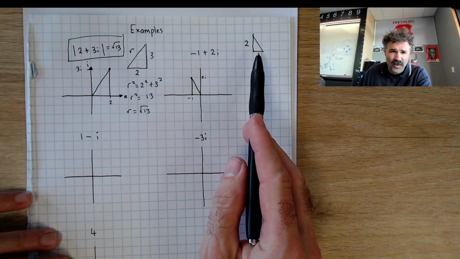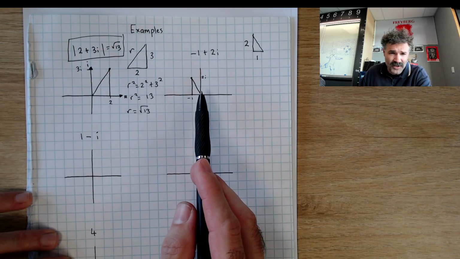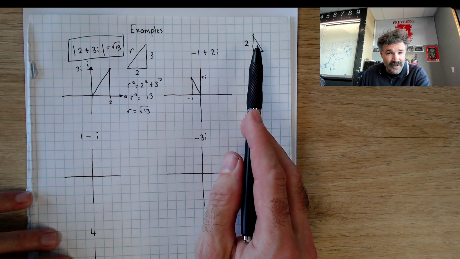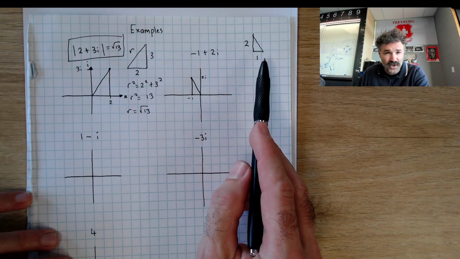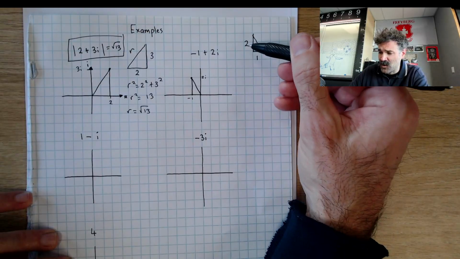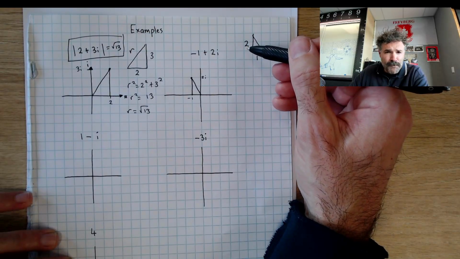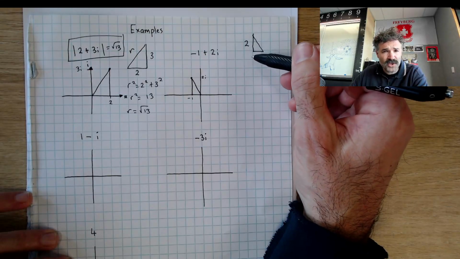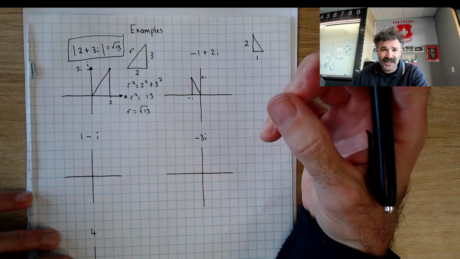Notice I haven't labeled that side negative 1, even though it has gone across negative 1. This is the reason why I like to draw my triangle again: I'm very careful when I draw my triangle to only have positive lengths. Also, notice I haven't called this 2i, even though it has gone up 2 in the i direction. When I draw my triangle separately, I want just lengths.